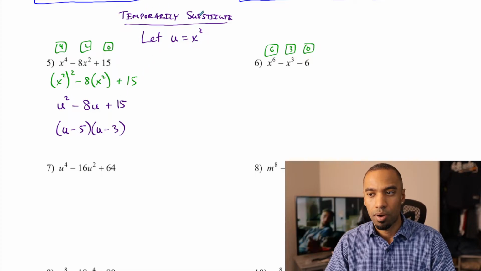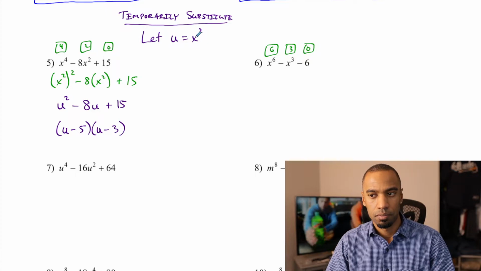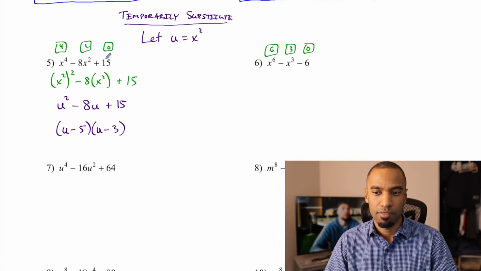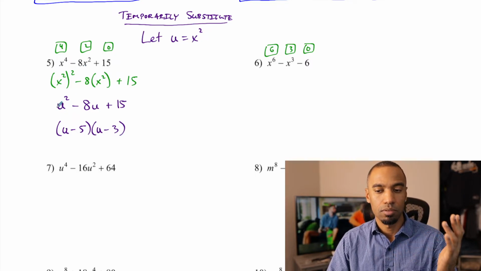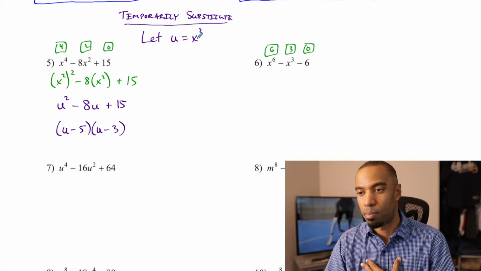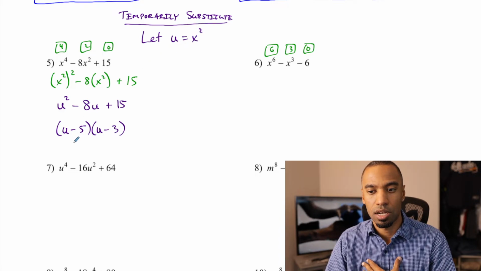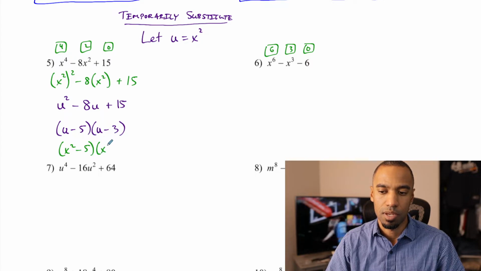But it was a temporary substitution. I temporarily substituted U for x squared, because ultimately I need to factor x to the fourth minus 8x squared plus 15. Now, U helped me perceive it as a quadratic. Thank you. I'm now going to go back to the x squared that I had. Instead of U, I'm going back to x squared. This is x squared minus 5 times x squared minus 3.